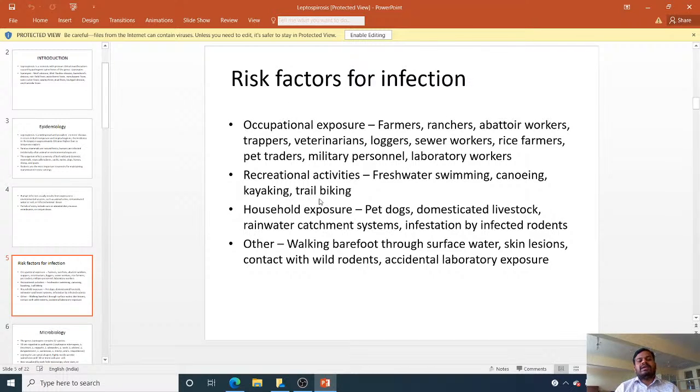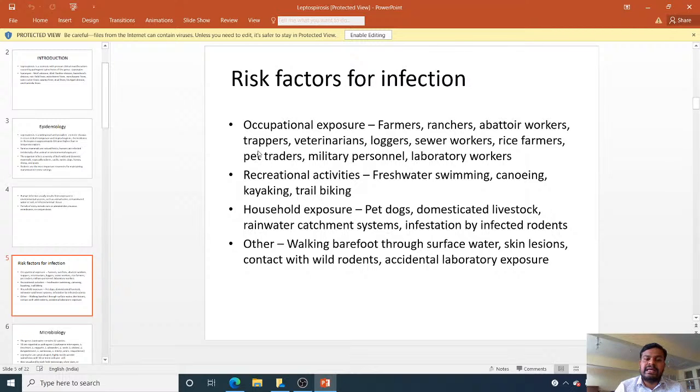What are the risk factors of the infection? Occupational exposure. The main occupational exposures are farmers and people who raise cattle and are continuously exposed to cattle, and ranchers, abattoir workers, trappers, veterinarians, loggers, sewer workers, you should remember sewer workers, rice farmers, pet traders, military personnel, and laboratory workers.